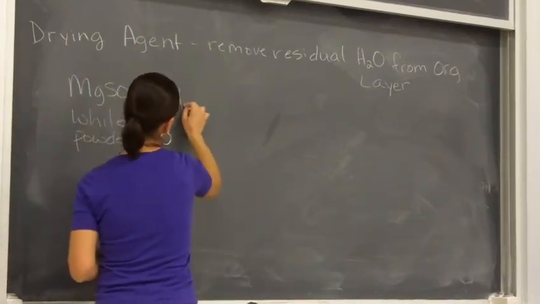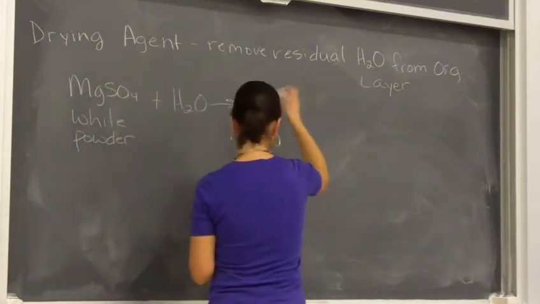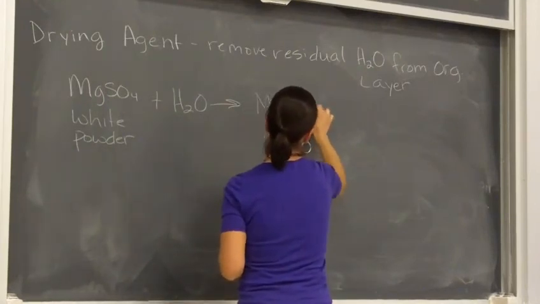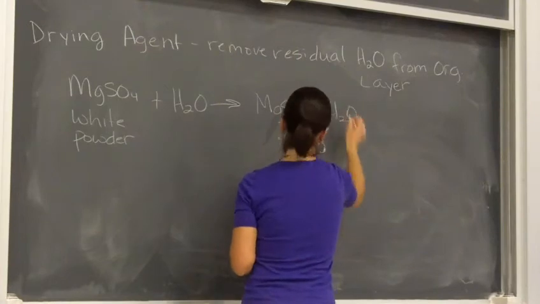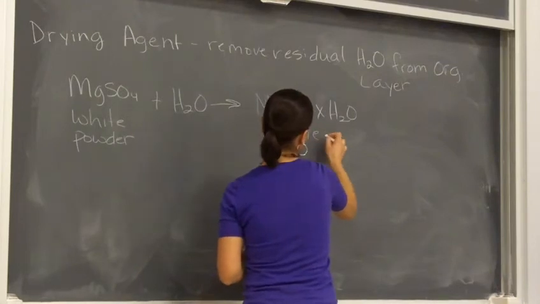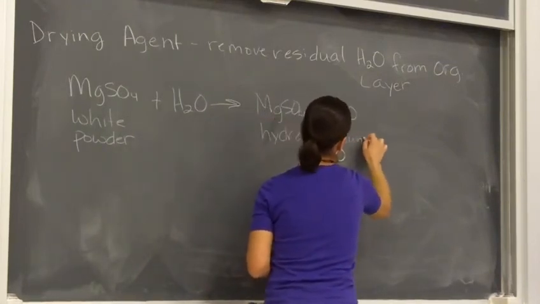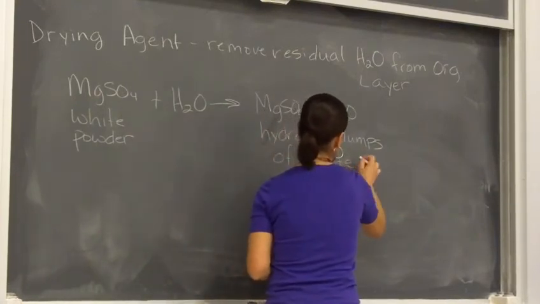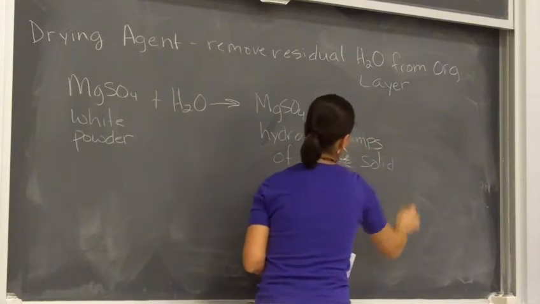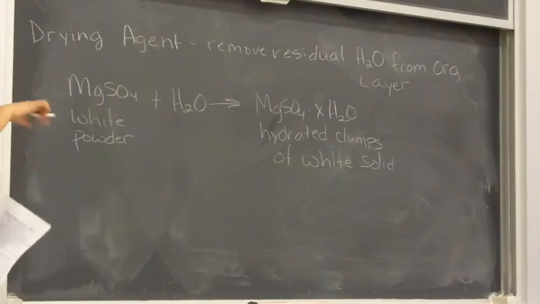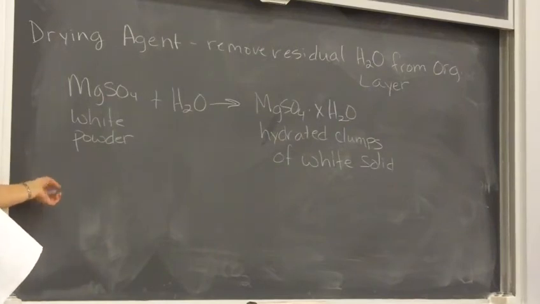And it reacts with water. So we've got this white powder, and when it reacts with water, it forms clumps. So when it gets hydrated, it forms these clumps of white solid. So you're going to add magnesium sulfate until, when you're swirling, you've got clumps that form with a little bit of free-floating white powder, okay?